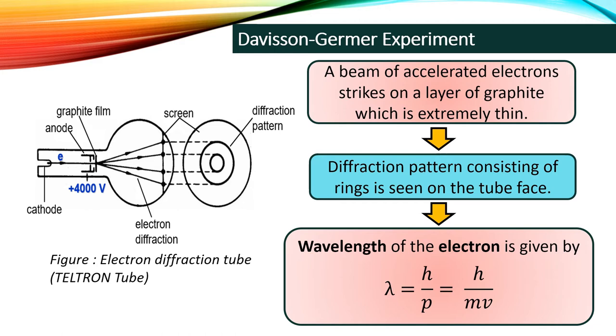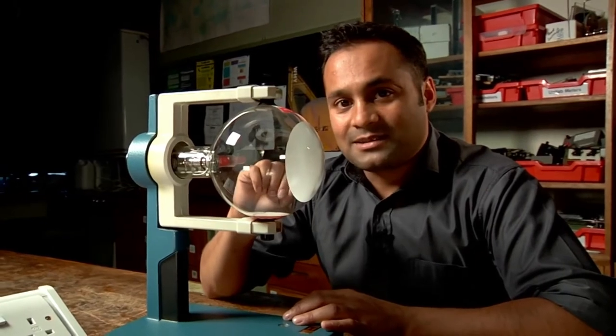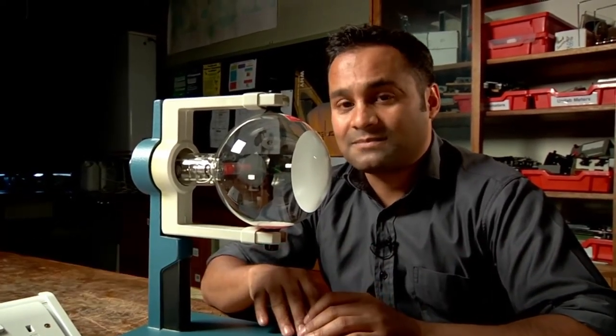Next, I will show you a demonstration of the effects on lambda when we change the voltage across the anode and cathode. This is an electron diffraction tube. It's a standard piece of equipment that we can use to show the wave behaviour of electrons. Now, it's not used as widely as it might be, but let me show you how safe and straightforward it can be to use.